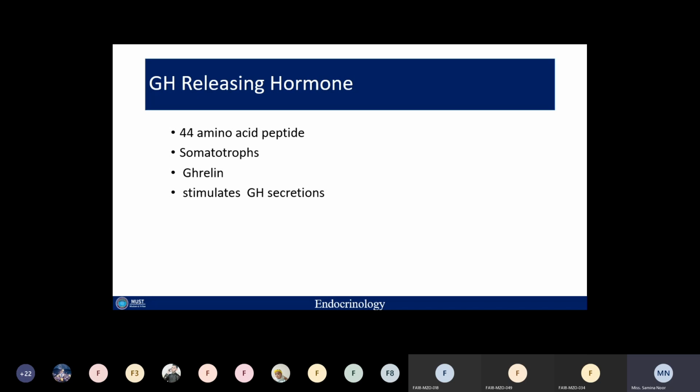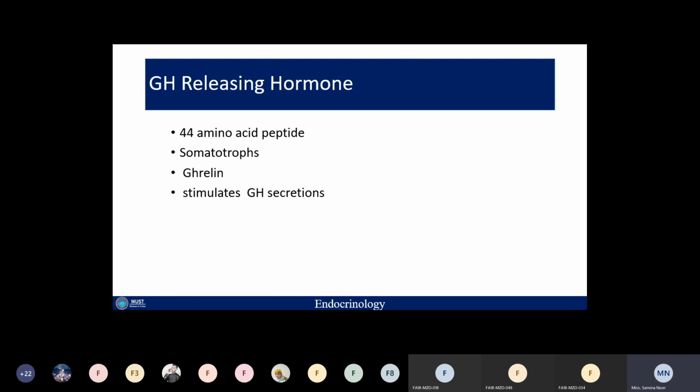The GI tract, or gastrointestinal tract, also secretes certain growth hormone releasing factors, as such factors are also secreted by the hypothalamus. So GH releasing hormones are secreted by the hypothalamus, as well as by certain pancreatic tumors and by the GI tract. Another growth hormone stimulating or releasing hormone that has been identified is known as ghrelin.